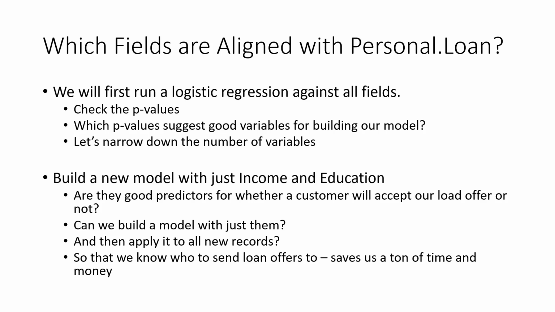So we will first run a logistic regression against all fields. And here, this is a little different. With linear regression, what we did is we ran a multidimensional correlation so that we could check which fields were correlated to which fields, or which fields were correlated to the dependent variable. Here, we're going to first run a logistic regression against all fields, and it's going to return all fields. And it's going to tell us what the coefficients would be if we used all fields in our model.